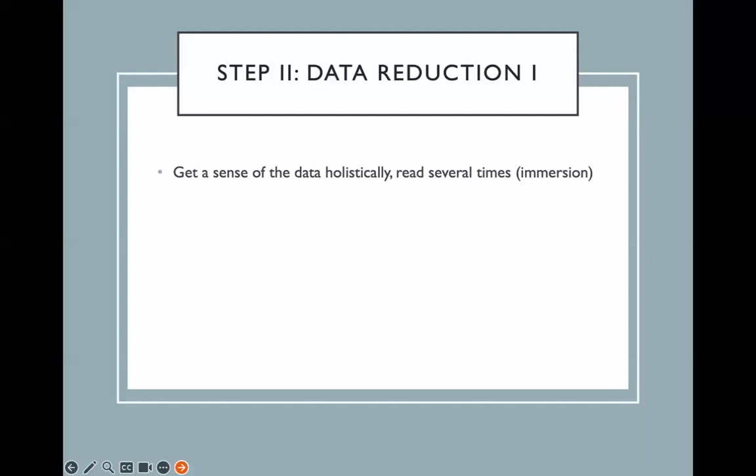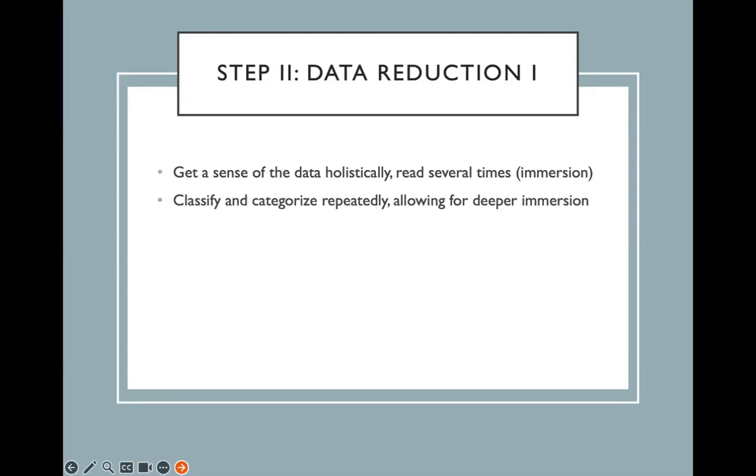No? So, get a sense of the data holistically. Read it several times. Read it multiple times. This is what we call immersion. No? And when we have immersed ourselves, you'd understand that the immersion process will give us an overview of all the data that we have. It's very important to see that at this point.